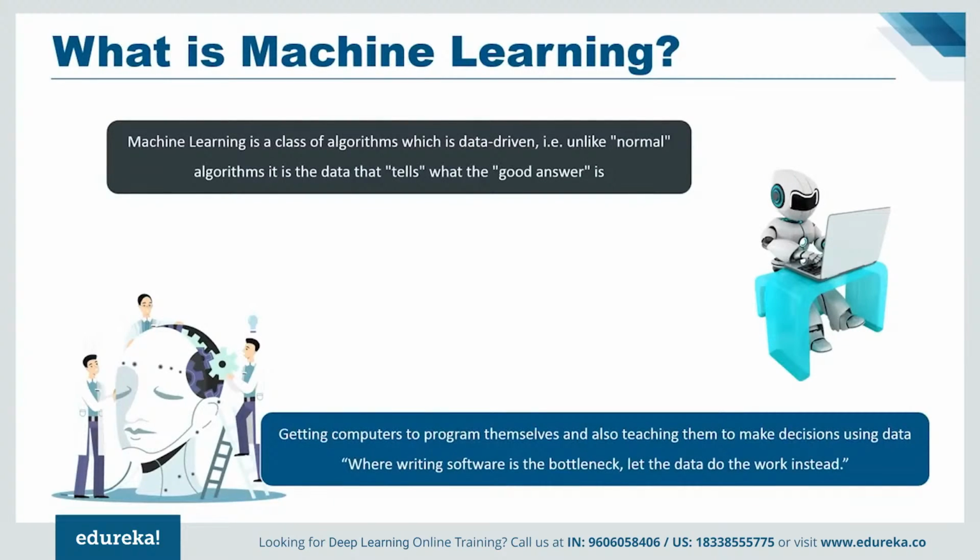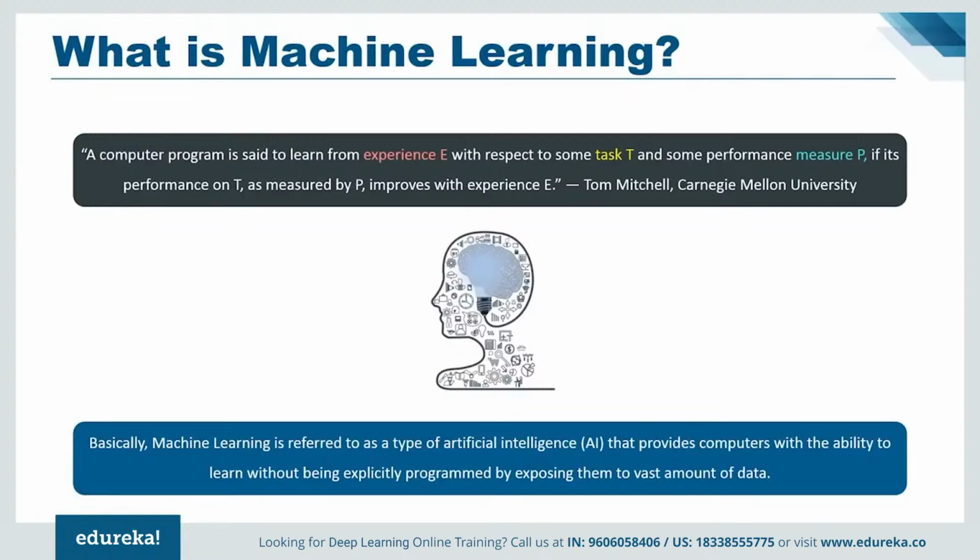Now that you are familiar with artificial intelligence, let's talk briefly about machine learning and understand what it means when we say that we are programming machines to learn. Here I have a famous quote by Tom Mitchell of Carnegie Mellon University. He says a computer program is said to learn from experience E with respect to some task T and some performance measure P if its performance on T as measured by P improves with experience E.